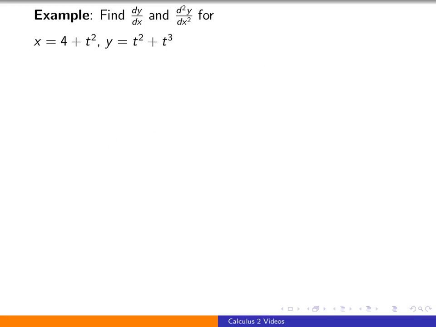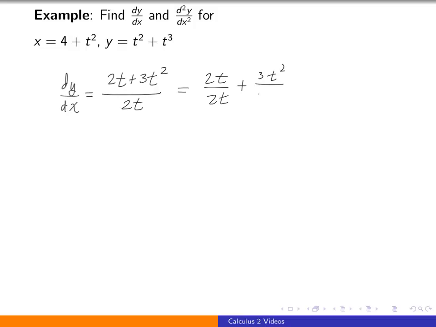So one more very similar example. Let's find dy dx and the second derivative with respect to x. So dy dx, without writing down the formula this time, would be dy dt, so 2t plus 3t squared, just differentiating that parametric representation for y, divided by dx dt, so 2t. In this case, since every term present has a t in this, we could do a bit of simple algebra. We can write this as 2t over 2t plus 3t squared over 2t. So that dy dx is going to be 1 plus 3/2 t.